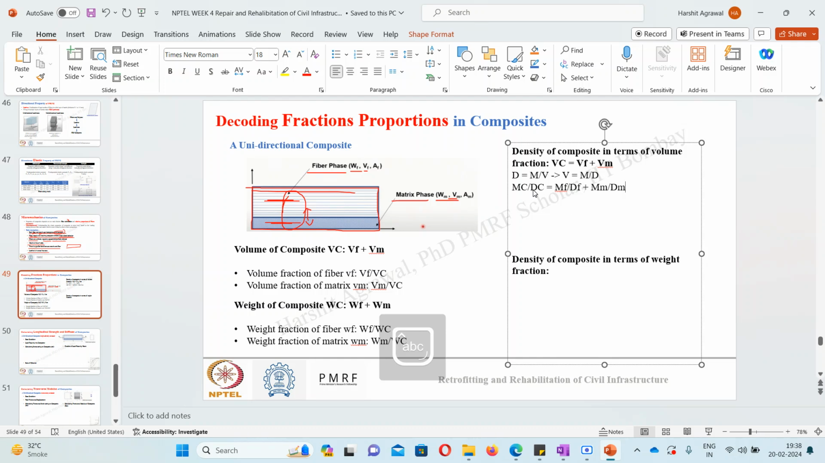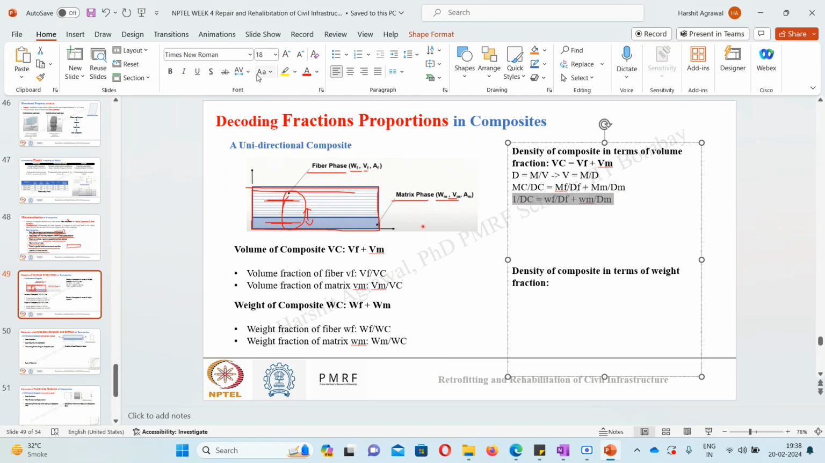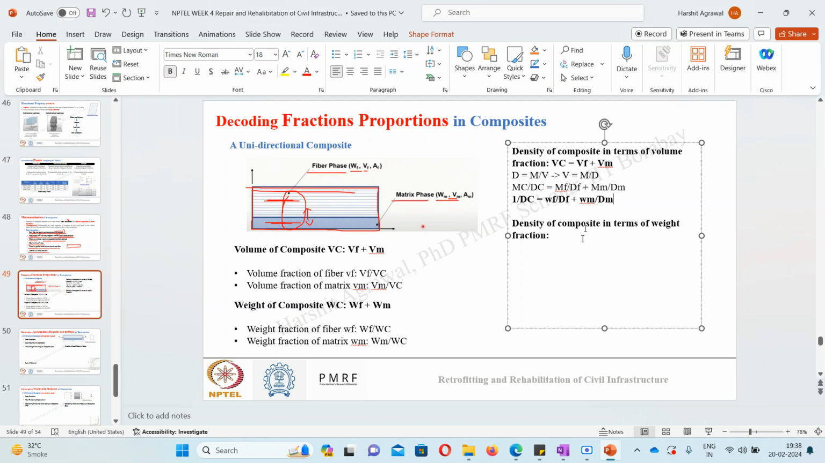Okay, now I will divide both sides by mass of composite. So it will become 1 upon density of composite is equal to mass of fiber upon mass of composite, which is nothing but weight fraction. So it will be weight fraction of fiber upon density of fiber plus weight fraction of matrix upon density of matrix. So this is simply how we can calculate the density of composite in terms of weight fraction.